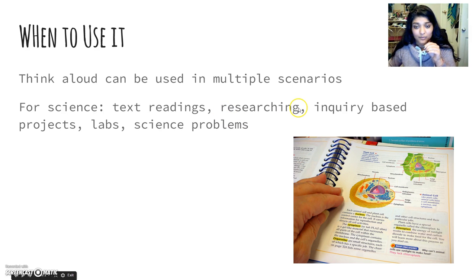It's good for modeling research, and students don't know how to research or what questions to ask when researching. So this is a great strategy to teach them, okay, how do I research? How do I go about finding information that I need to find, or sifting through information that's important to me? It's good for teaching students how to approach inquiry-based projects and labs. Those can be very daunting when read over at a glance. However, if you model for them how am I going to do this, then it makes the task seemingly easier. And for science problems, which is what I will be demonstrating today.